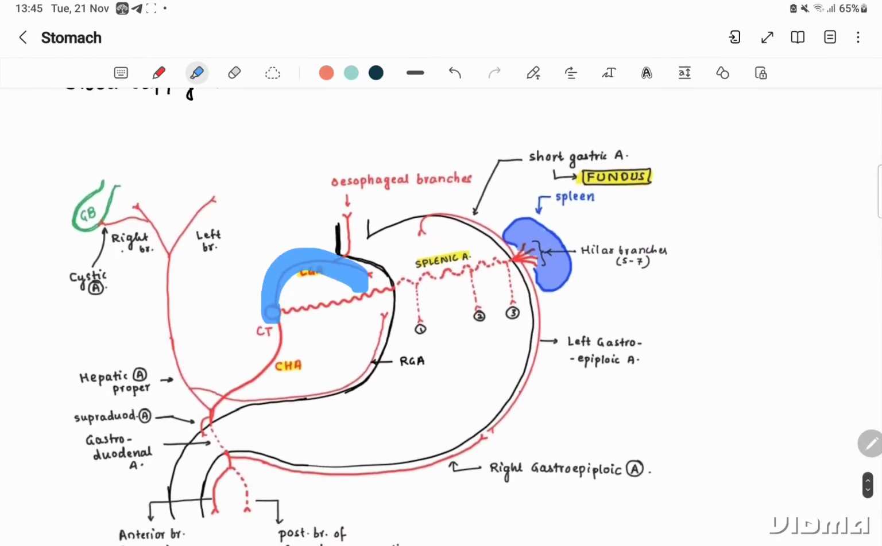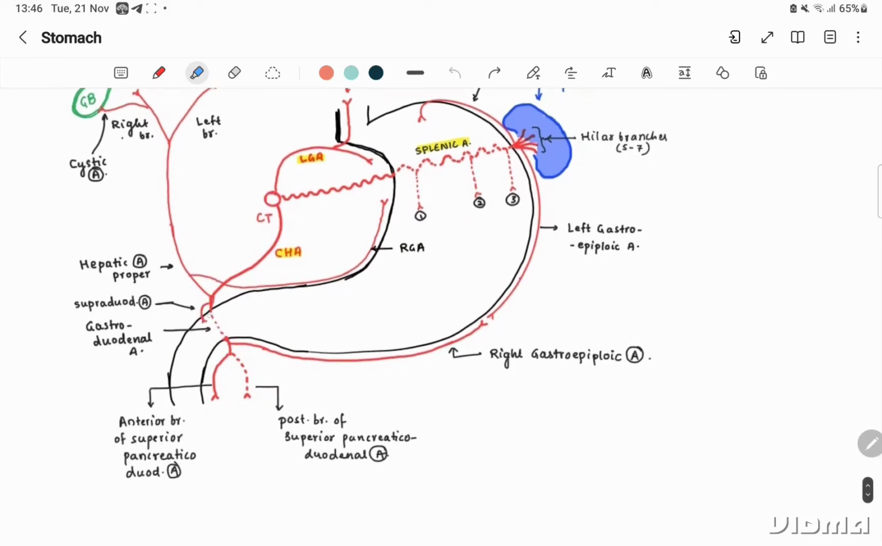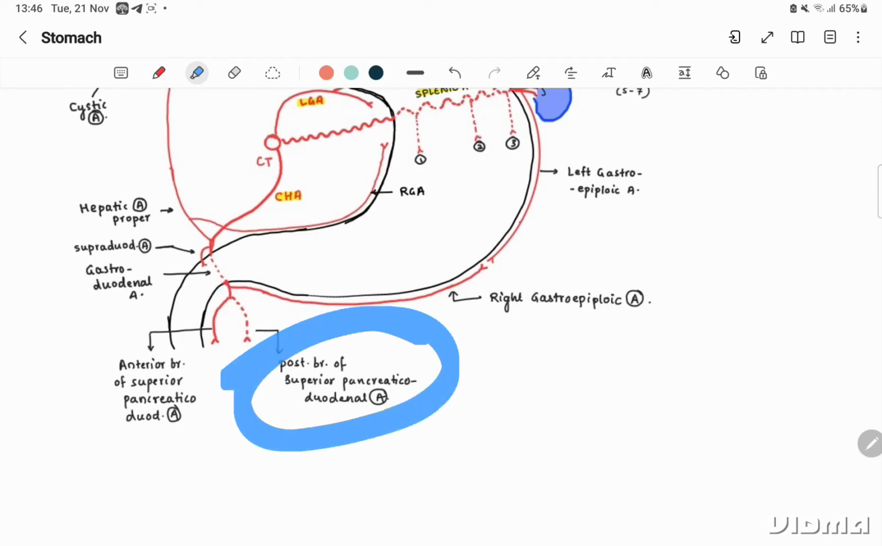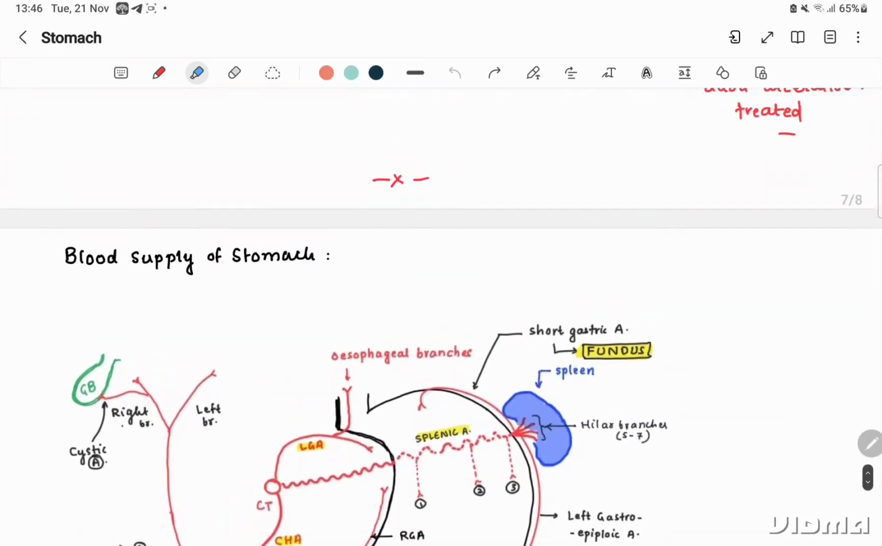From your left gastric artery, splenic artery, and the hepatic artery, okay, there's a common hepatic artery, not the hepatic artery proper, and this is the hepatic artery proper. This common hepatic artery and hepatic artery proper join to form the gastroduodenal artery, which gives a branch, the supraduodenal artery. This gastroduodenal artery again splits into the anterior branch of the superior pancreaticoduodenal artery and the posterior branch of the superior pancreaticoduodenal artery. And this gastroduodenal artery gives a branch called the right gastroepiploic artery. Understood? So that is the blood supply of the stomach.